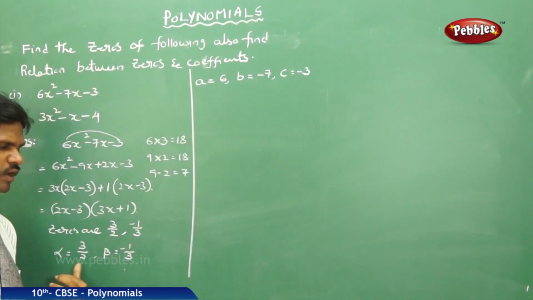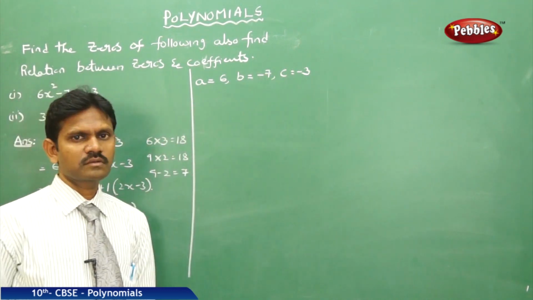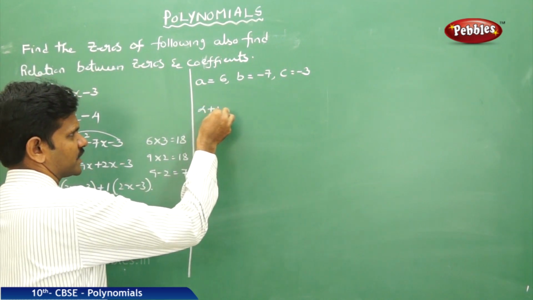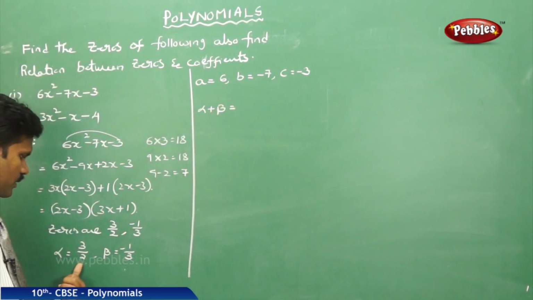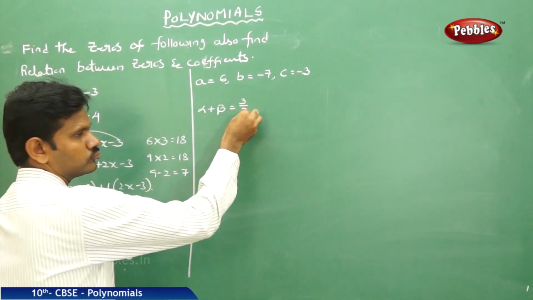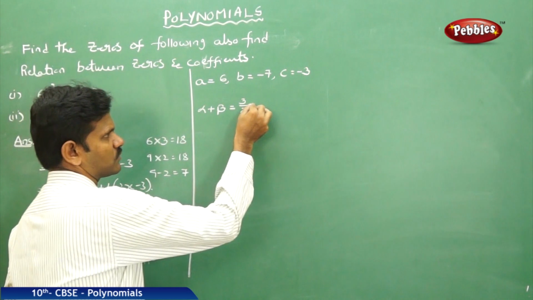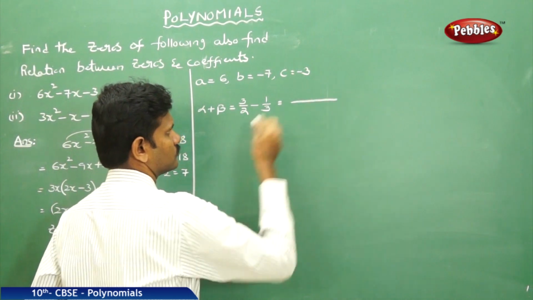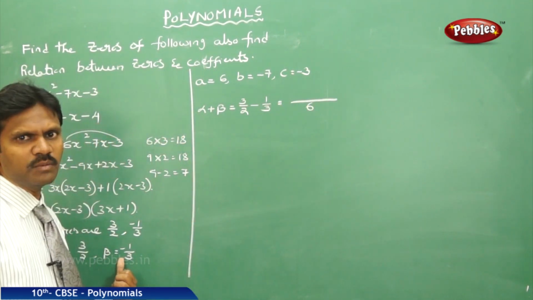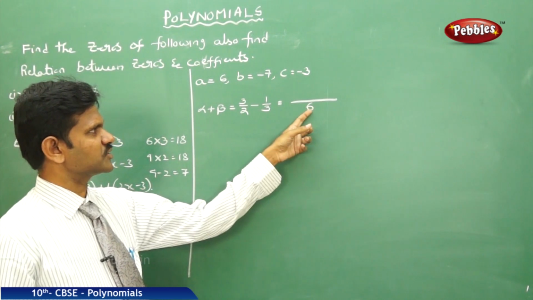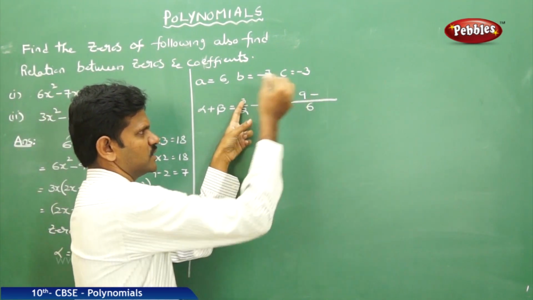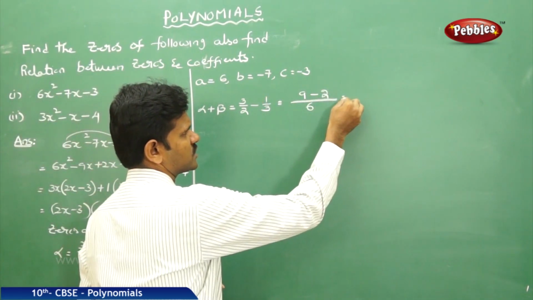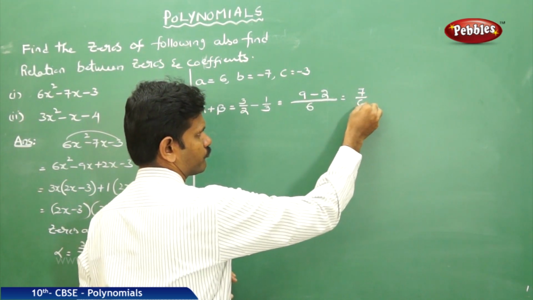I know the zeros, alpha and beta. I know the coefficients, a, b, c. Now, let us find alpha plus beta, which is alpha 3 by 2, beta minus 1 by 3, which is nothing but 6 is the LCM. 2 into 6 cancels 3 times, 3 threes are 9, minus 3 into 6 cancels 2 times, 2 ones are 2, which is nothing but 7 by 6.